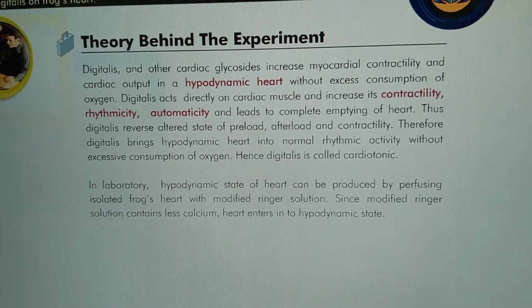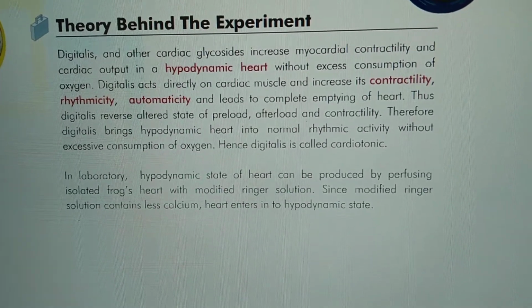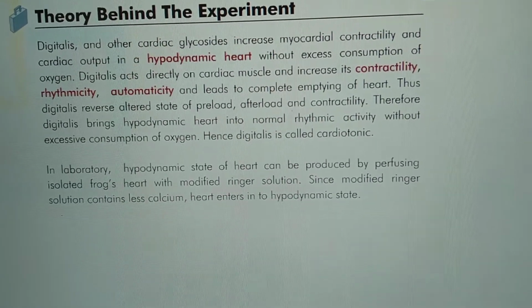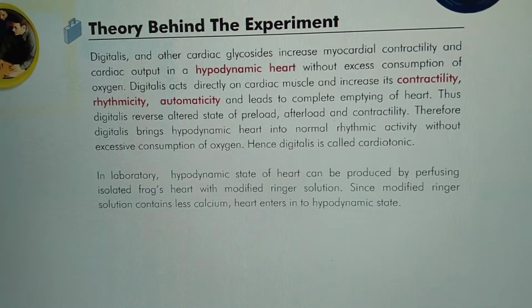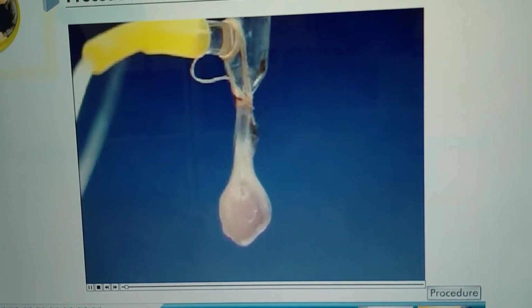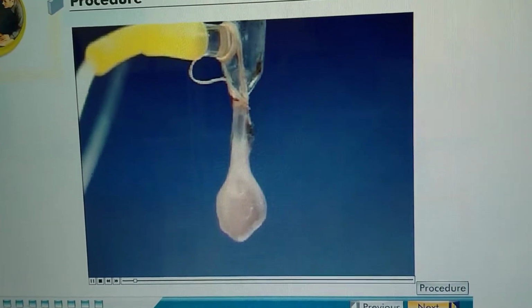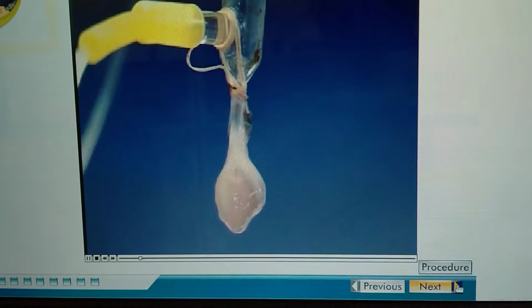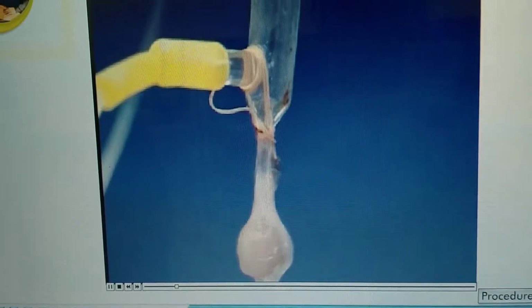In laboratory, hypodynamic state of heart can be produced by perfusing isolated frog's heart with modified Ringer solution. Since modified Ringer solution contains less calcium, heart enters into hypodynamic state. We have already learnt the isolation technique of frog's heart preparation. To study the effect of Digitalis on frog's heart, perfuse the heart with normal frog Ringer solution.